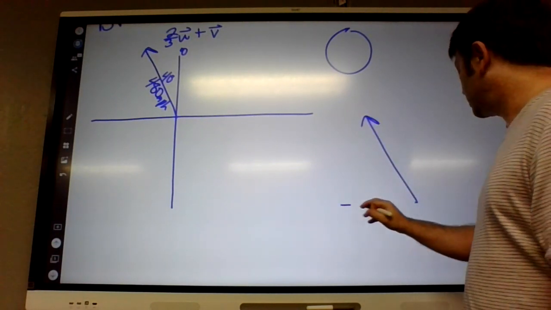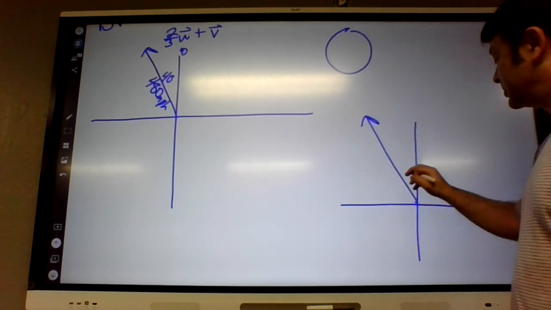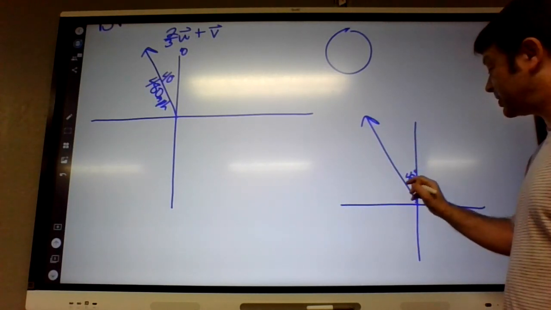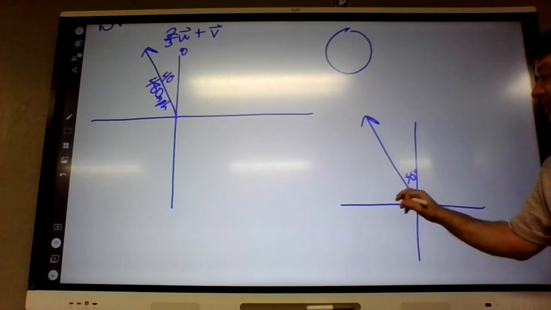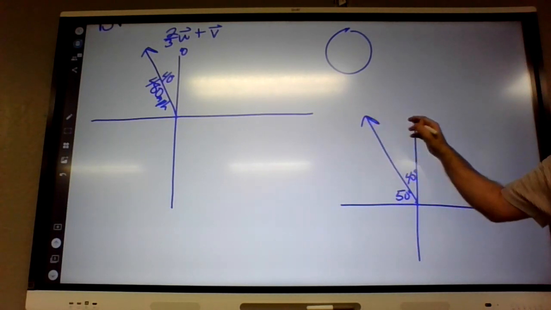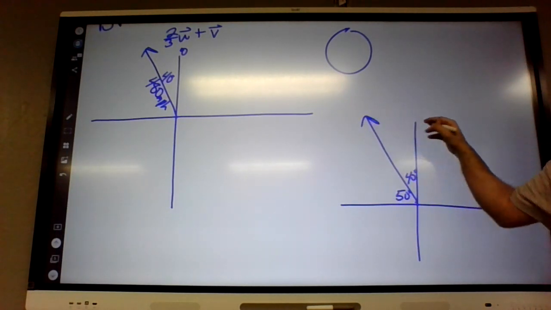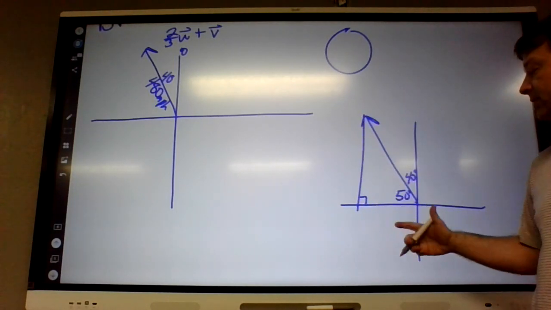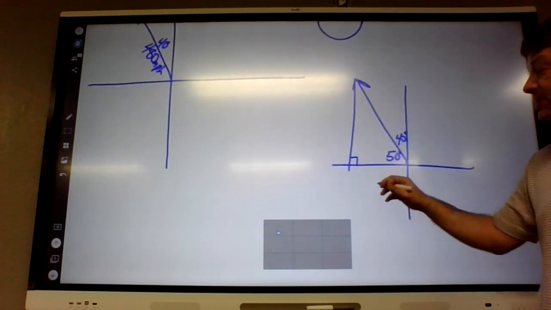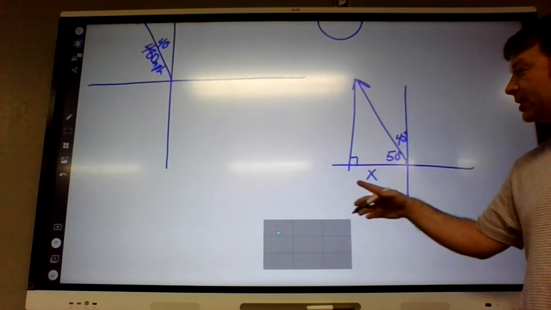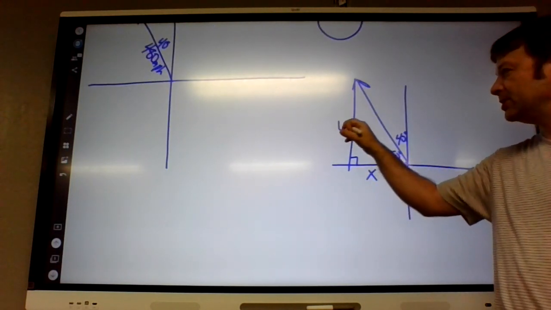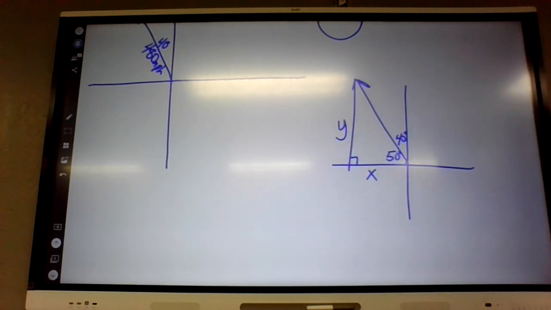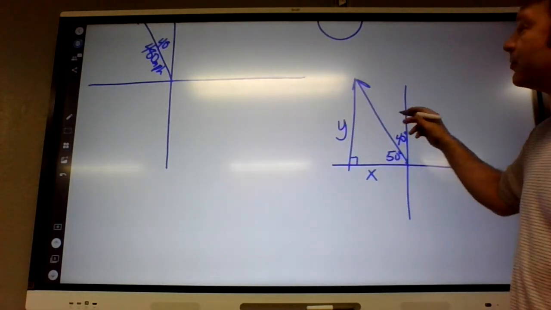Alright, well, if this one's 40, what's this one right here? 50. We could use this triangle to do it, like draw a line there. Prefer this one, 50 degrees. So the east-west component is basically the x component. How far is it going in the x direction? The north-south component would be the y component. And how long was that? 480.